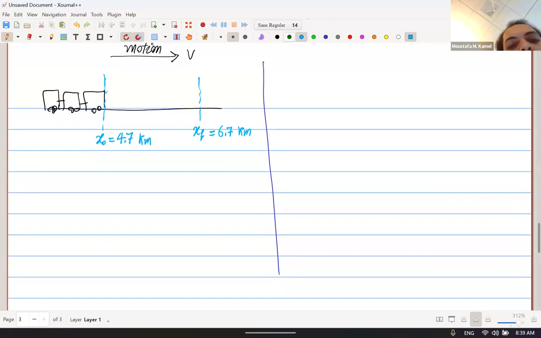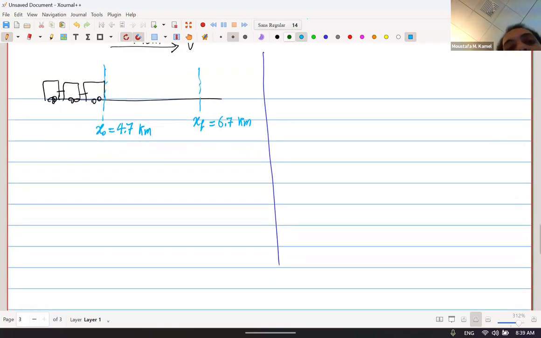By the way, is this color? Can you see it? Okay.